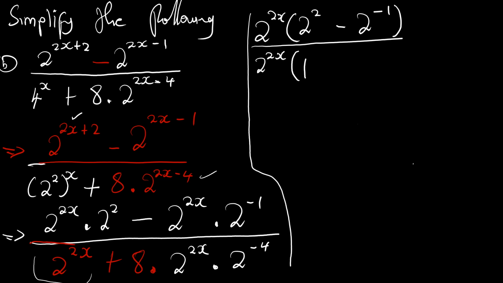Many people usually make this kind of mistake. When they factorize, they don't write 1, they write 0, and it's wrong. We'll be left with 1, not 0. Then plus, in here we'll be having 8 multiplied by 2 to the exponent of negative 4. So this one and this one will divide each other. On our numerator, 2 squared is going to give us 4 minus 1 over 2, because 2 to the exponent of negative 1 gives us 1 over 2.